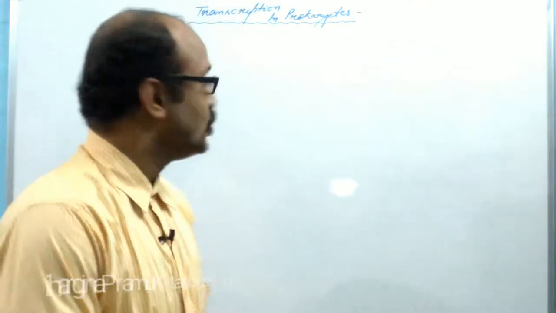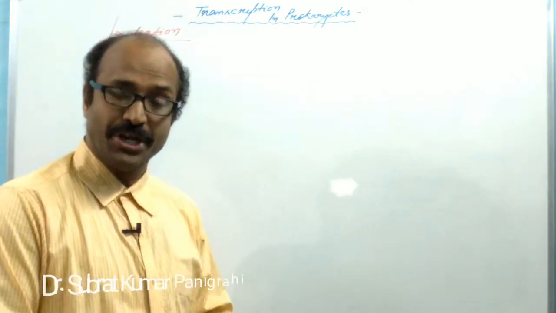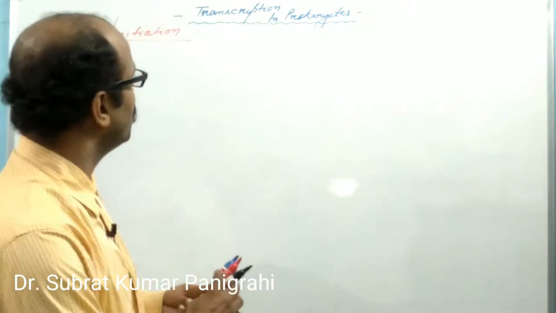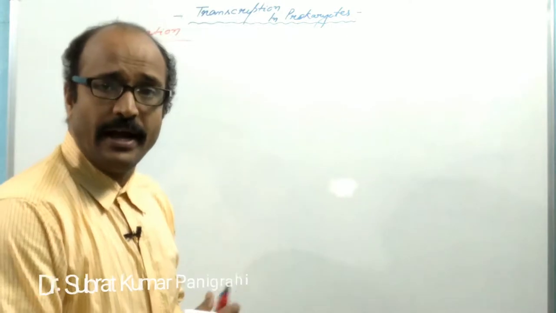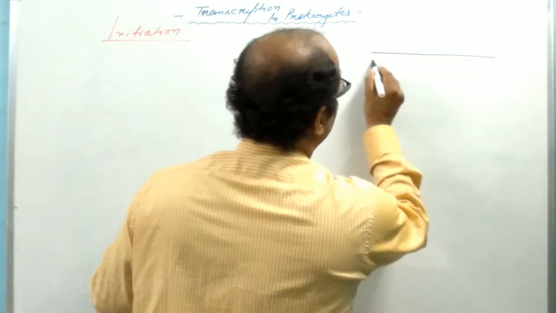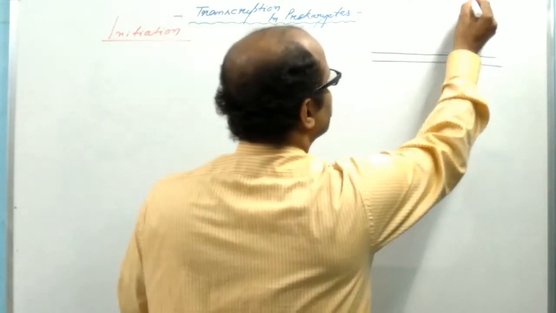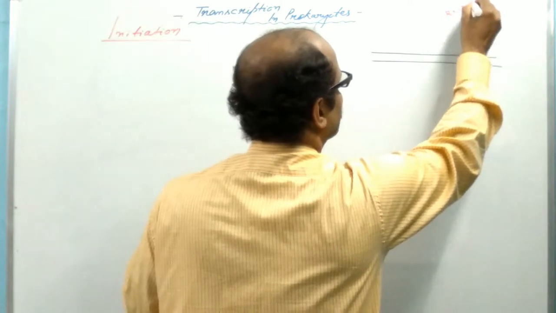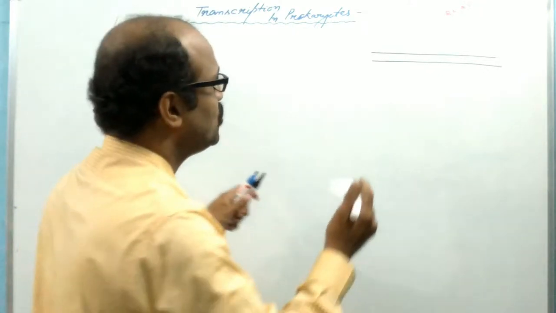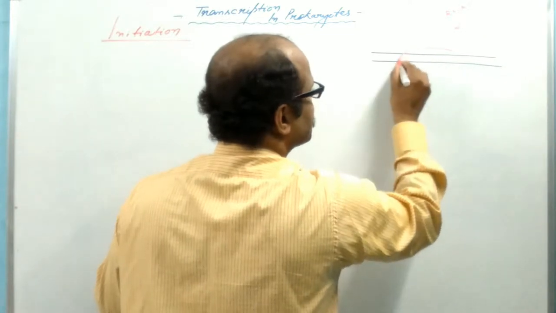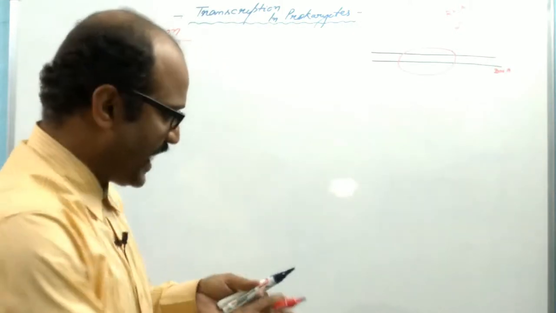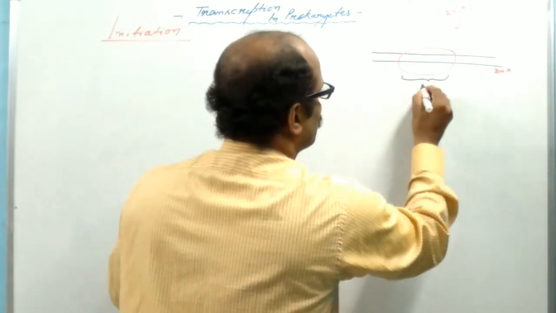In this session, I will talk about the initiation of transcription in prokaryotes. In my last video, I already discussed the overview of transcription in prokaryotes. And we know that the RNA polymerase enzyme is the single transcription factor in the prokaryotic cell. Such RNA polymerase enzyme binds to a specific site of the DNA, and such a site is known as the promoter site.